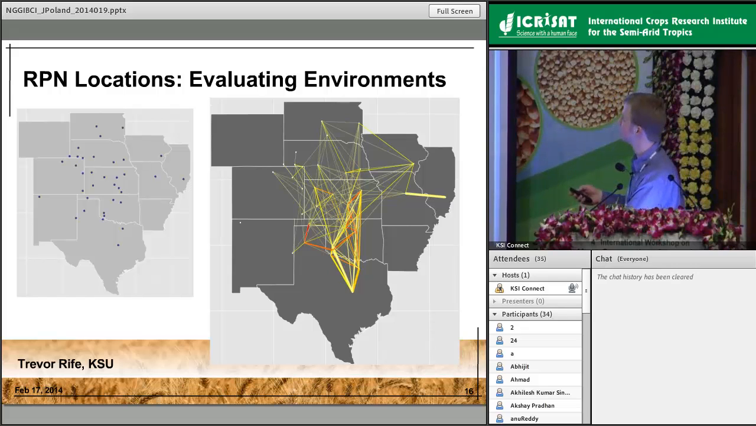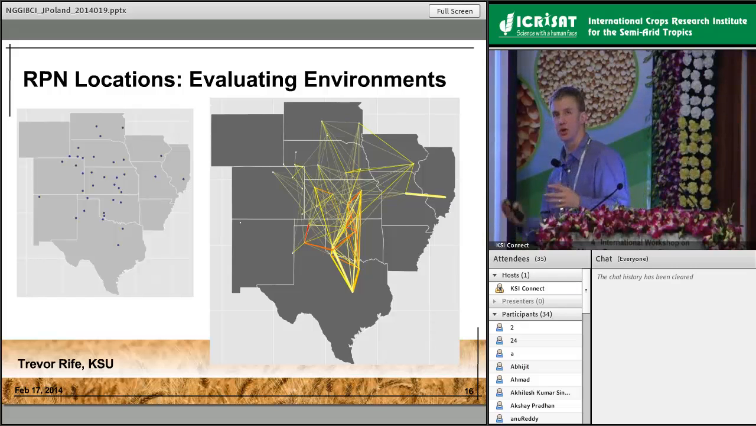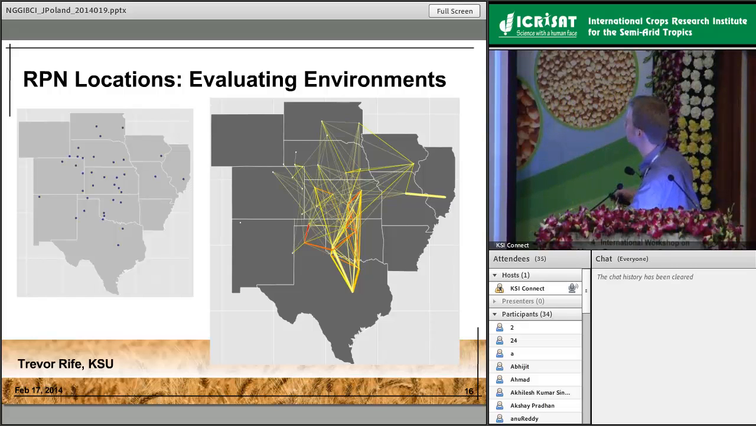What we can then start to look at is genetic correlations across these environments. Here are all of the locations shown with these points, and then these lines, the width of the line and the color, show the number of years and the strength of the correlations across these locations. And we can see, and this correlates well with breeder knowledge of the locations, that a lot of these locations have very good correlation year to year.